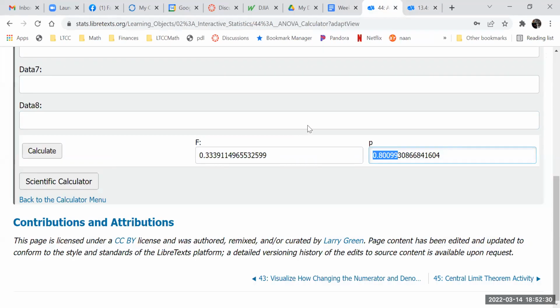Okay, the p-value, on the other hand, that one you do have to completely understand. Our p-value, I'm going to use 1 decimal because that's enough in this case, is 0.8. What does that tell us?